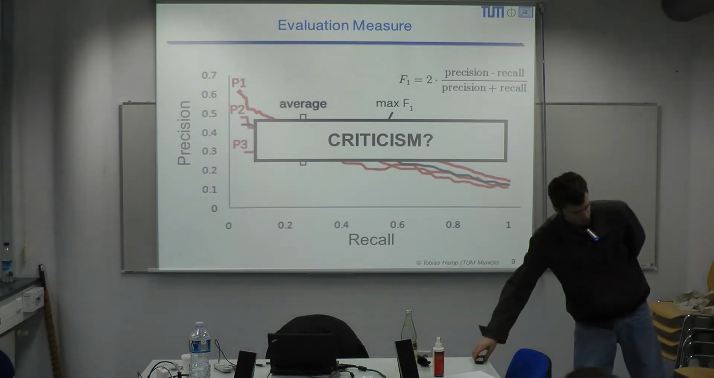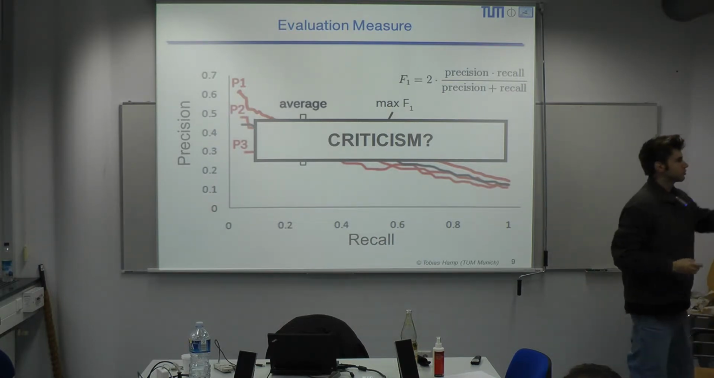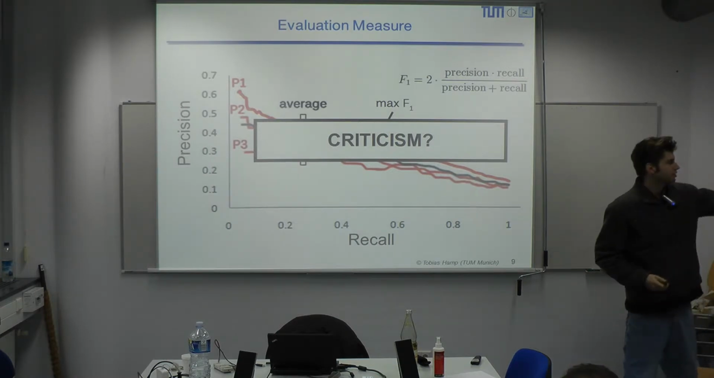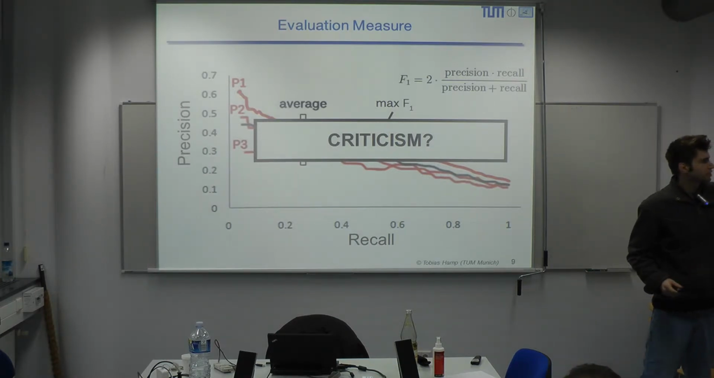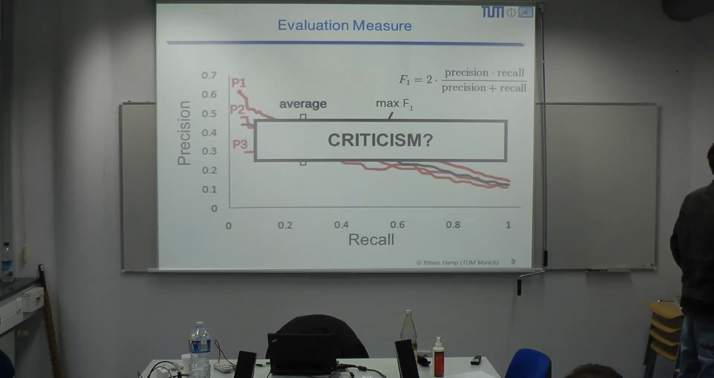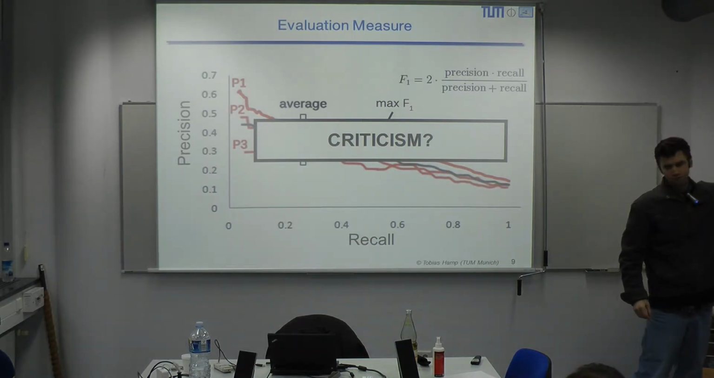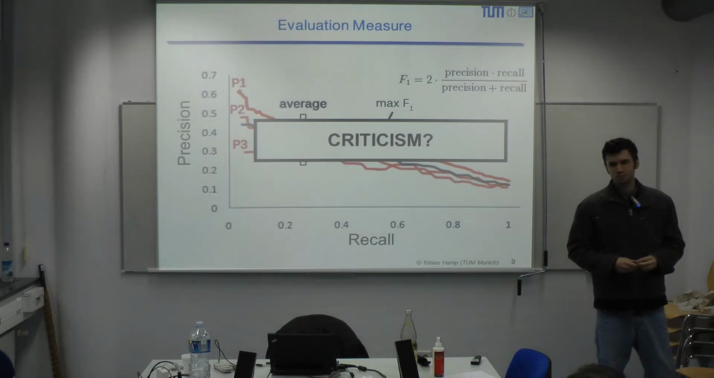Yeah, let me show you one other example. So assume this is the root of an ontology, and those are two predictions where, let's say, this is correct, this is correct, this is correct, this is not, and this is not. How would you weigh these two predictions? So which one is better?